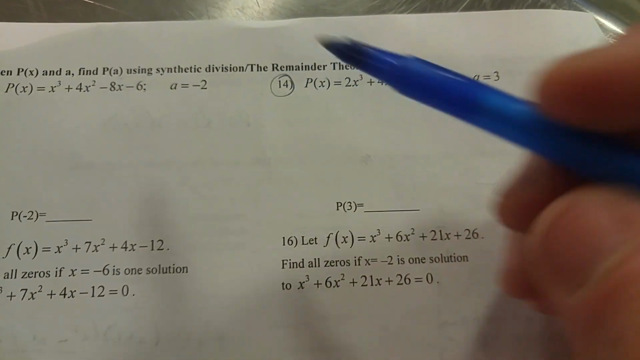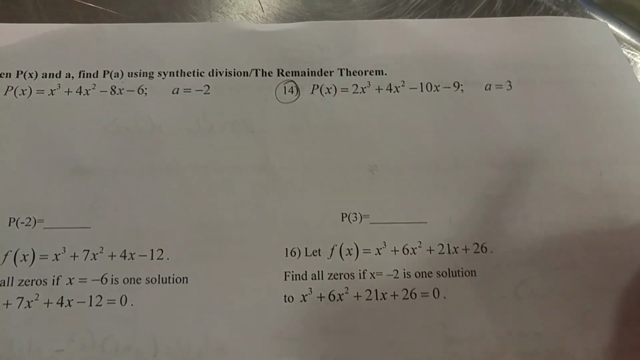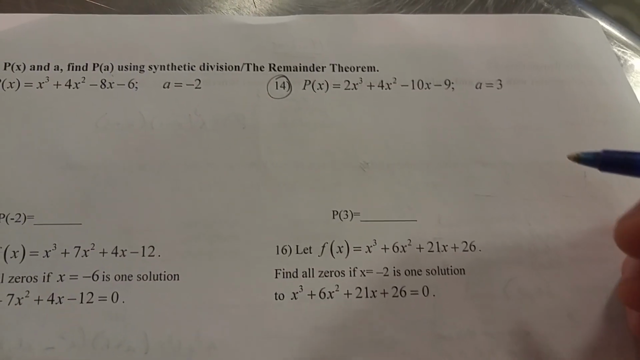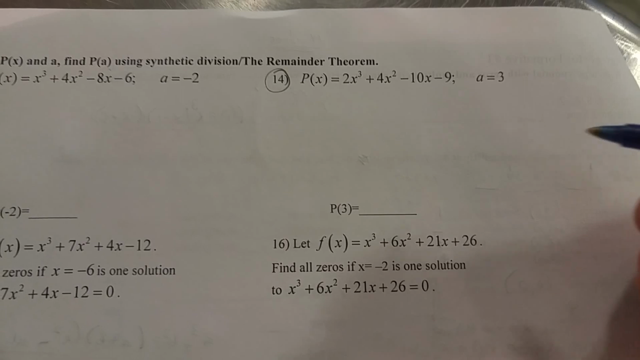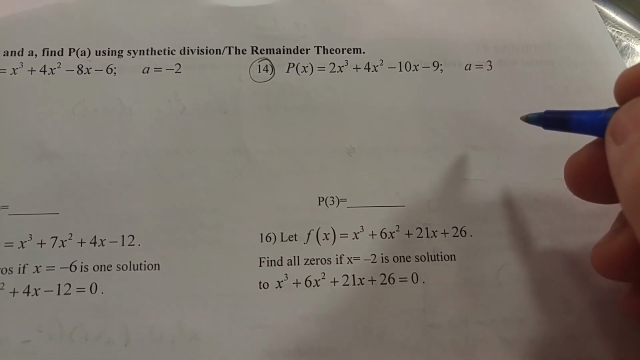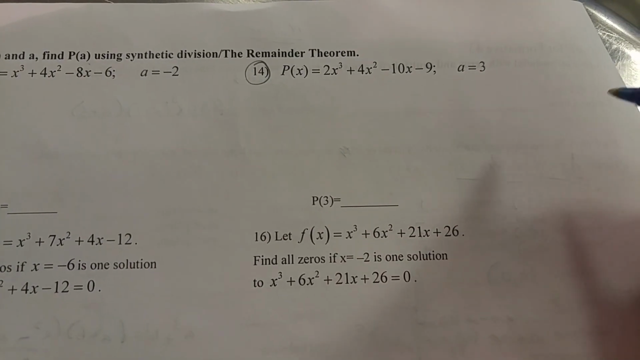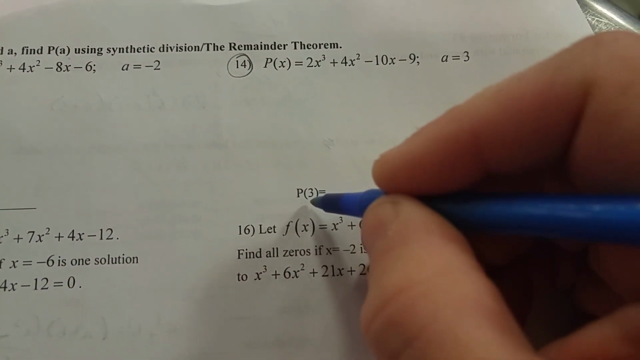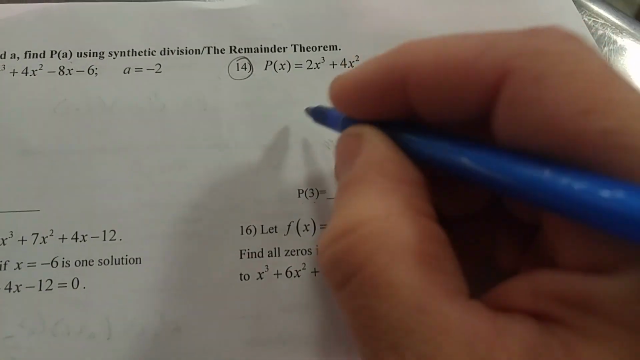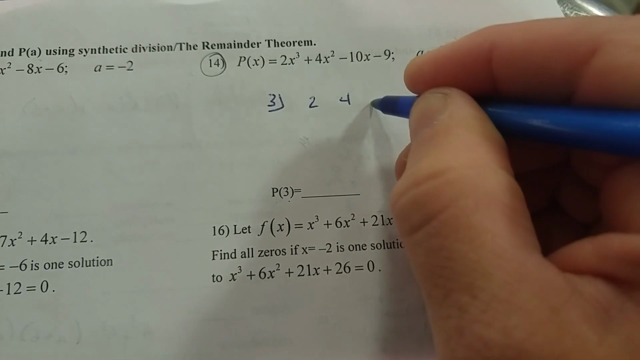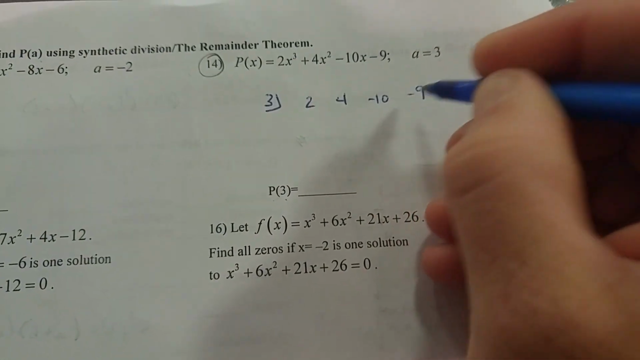Because remember, if A, or using A as your divisor, if A is a factor, that means that the remainder will be 0. So if A is not a factor, the remainder actually tells us where on the graph that value would be. So it tells us the value of P of A. So very simply, if we're looking for P of 3, that means that we're going to put 3 in my box for synthetic division. We'll set up the rest of the problem just using the coefficients.